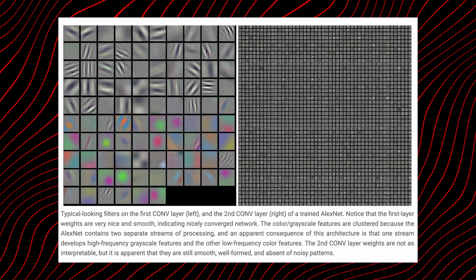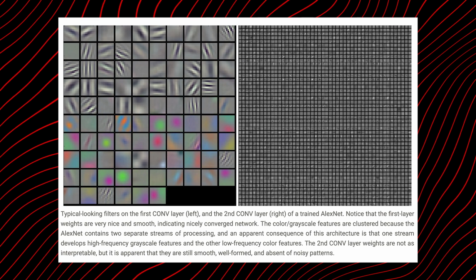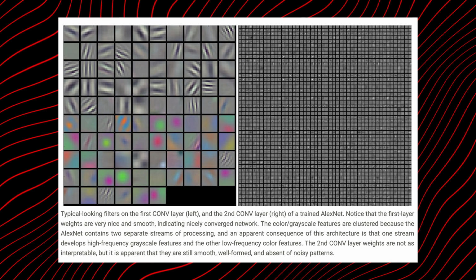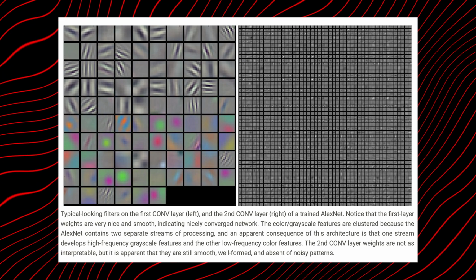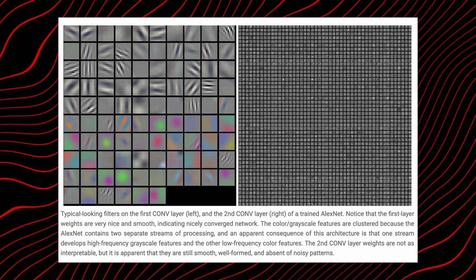Second, we can also visualize weights. This is particularly effective for the first conv layer. Well-trained networks show smooth, organized filters. Noisy patterns indicate insufficient training or overfitting.